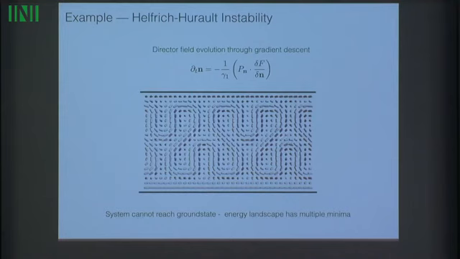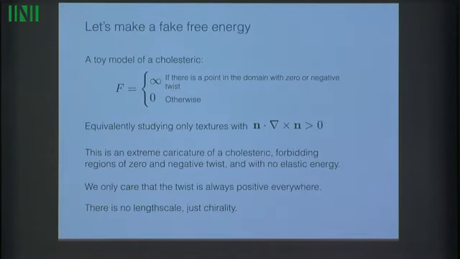And I want to understand generically why the cholesteric can't just then go from here to the ground state. What's stopping it? Okay? And so the actual problem is so hard to study, it's impossible, right? It's a very complicated nonlinear problem. So let's make a simple model of a cholesteric, which is much easier to understand than that one. I'll think about cholesterics. I only care about the twist.